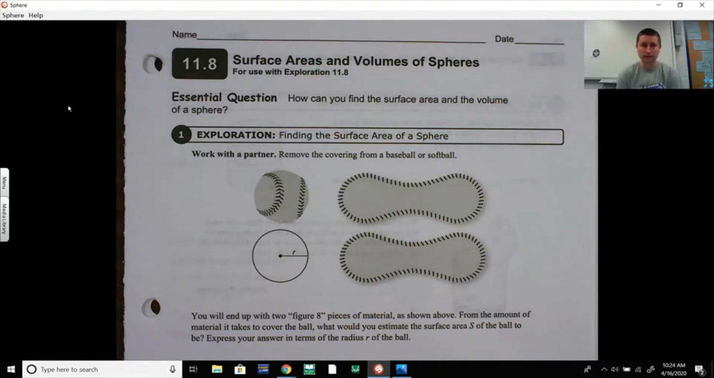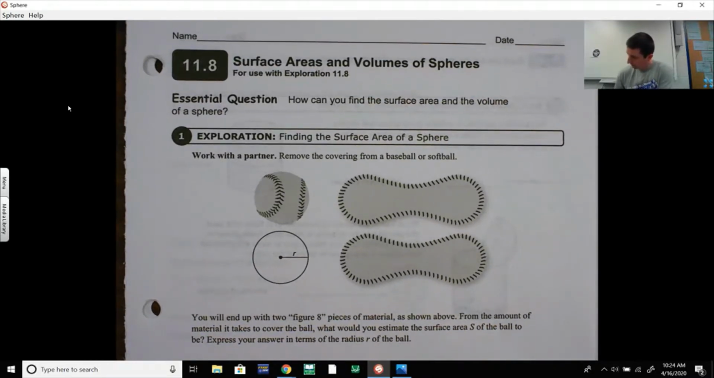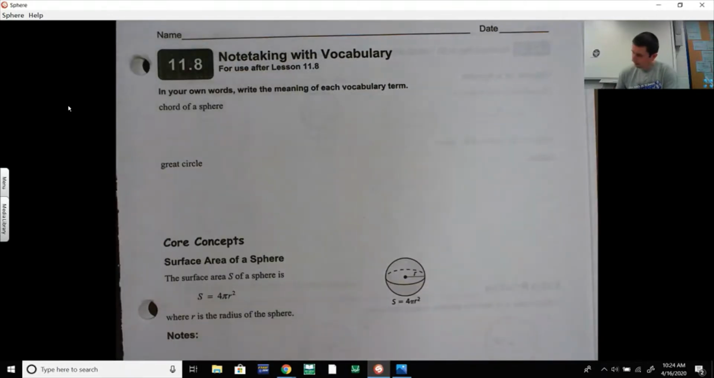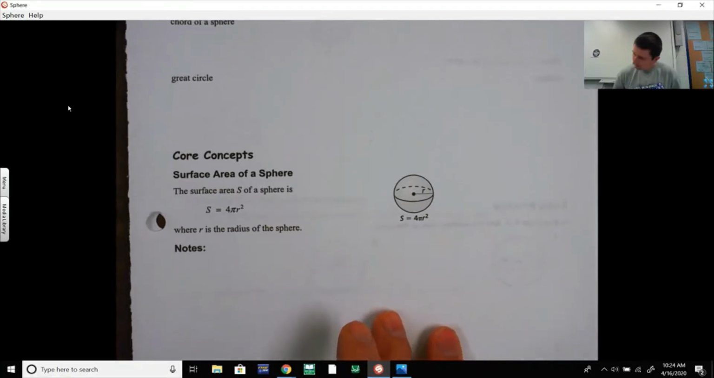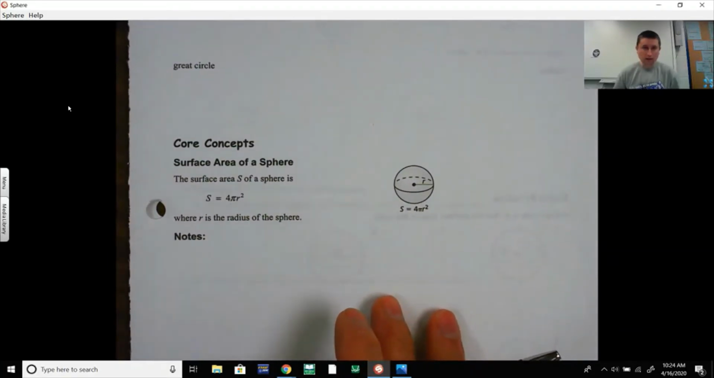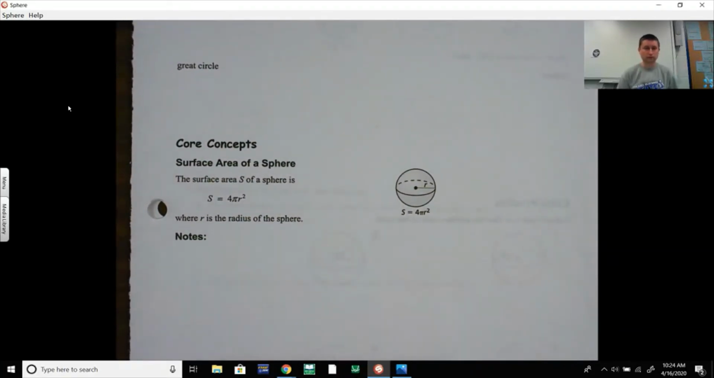and the last lesson here is the surface area and volume of a sphere. So we got a baseball picture there, surface area and volume for it. So our formulas. Surface area of a sphere, 4 pi r squared.